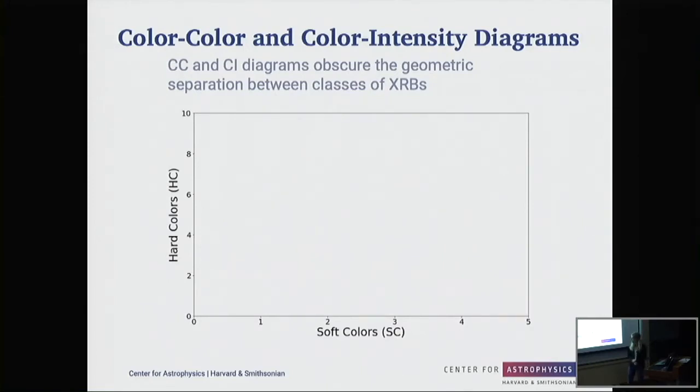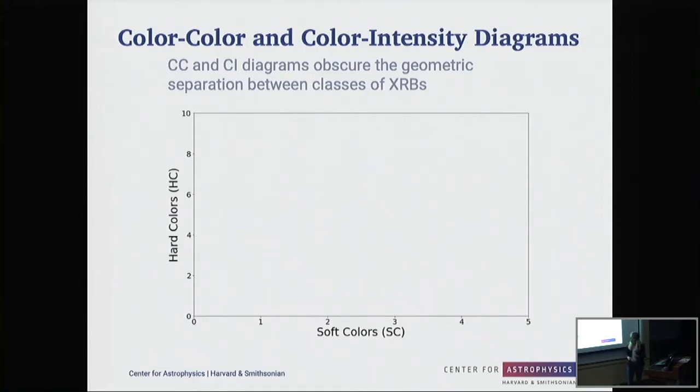So X-ray colors are defined as the ratio of counts in different energy bands. When I'm talking about the hard colors, I'm talking about the number of counts in a higher energy band divided by the number of counts in a medium range energy band. Whereas with the soft colors, I'm talking about the number of counts in a lower energy band divided by those in a medium energy band.